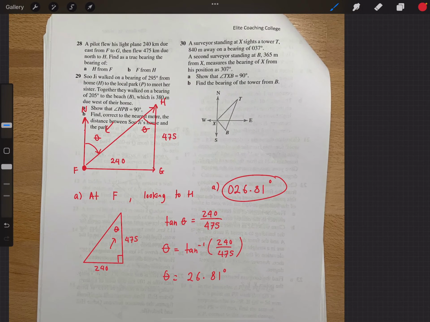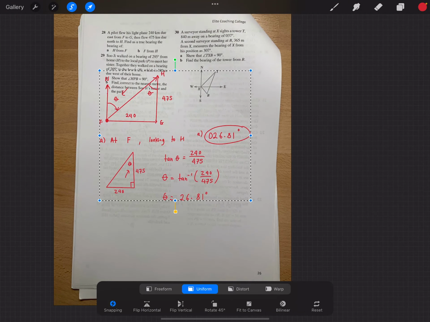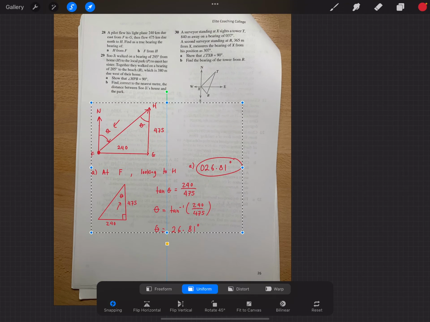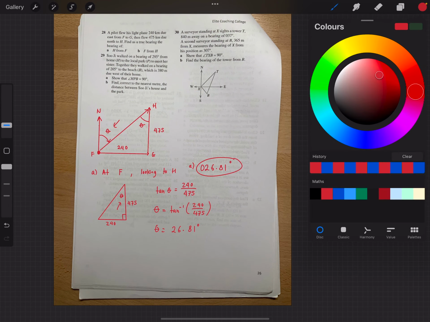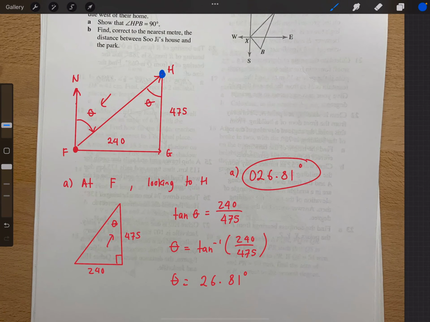So that means, let me just move this down a bit. Okay, I'm going to color this in blue, so hopefully it's easier to see. So you're from H, looking towards F. So what's the bearing? First we establish the north line again. This is the north. Now the true bearing from H to F is, you're going to go anti-clockwise until you hit that line. And that's the true bearing.